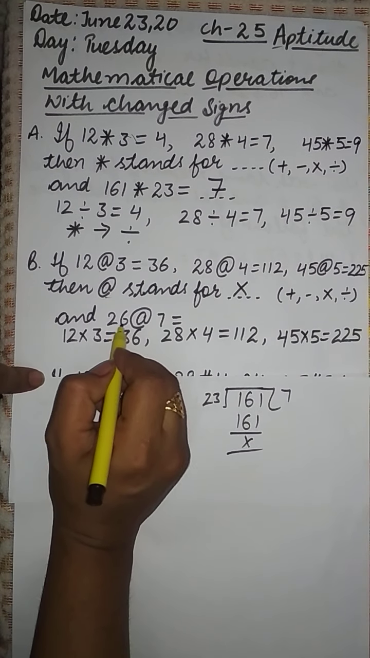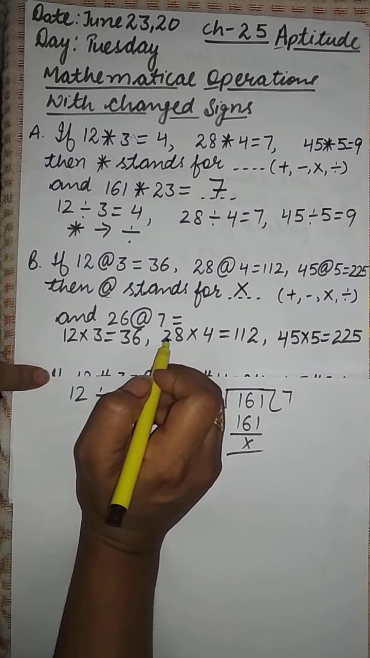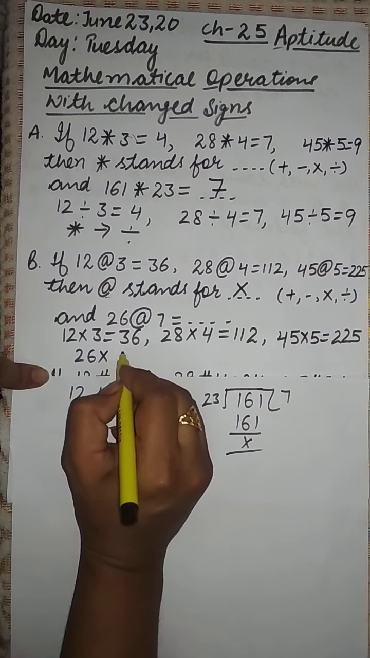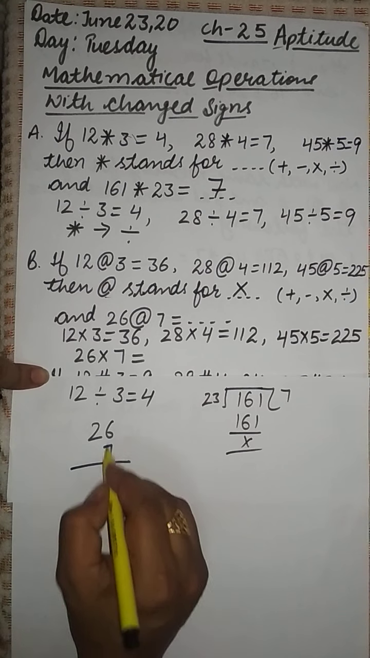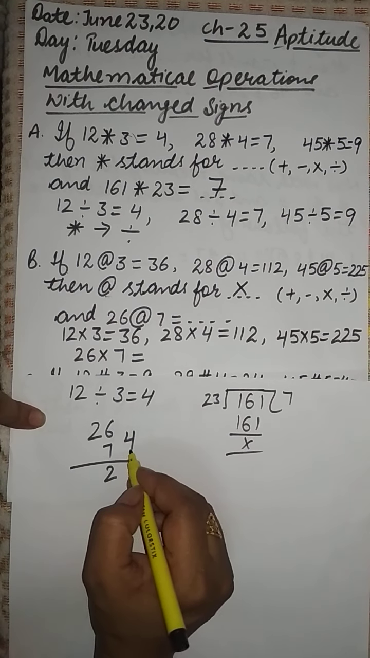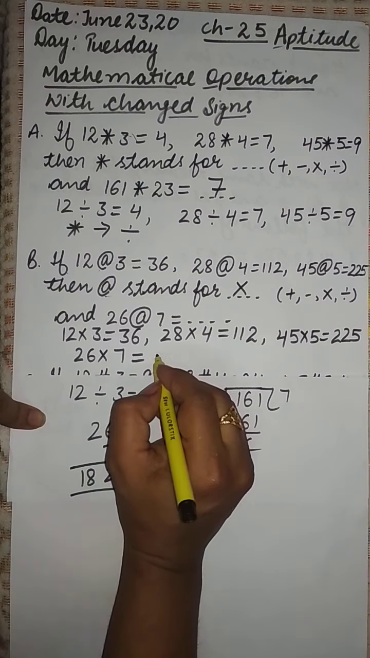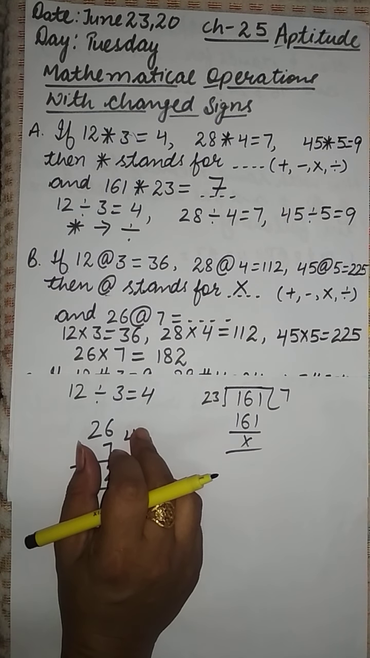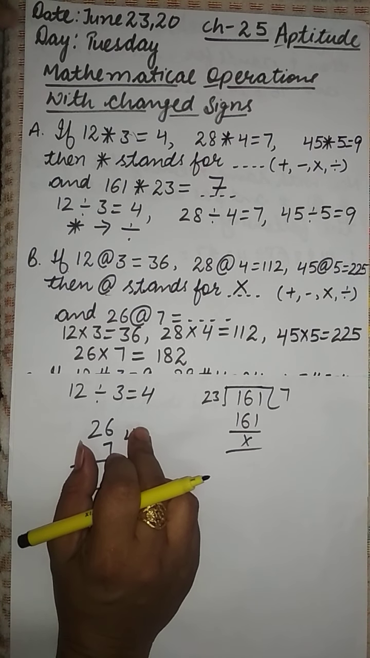And we have to find out 26 at the rate 7 is equal to what? It means we have to multiply 26 by 7. 7 6s are 42, 7 2s are 14, 14 plus 4 is 18. So our right answer is 182. In this way you can find out the representation of the given symbol.